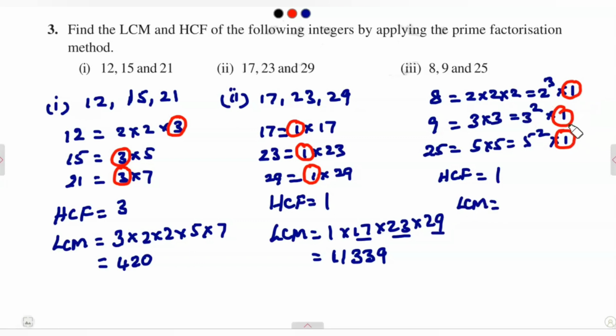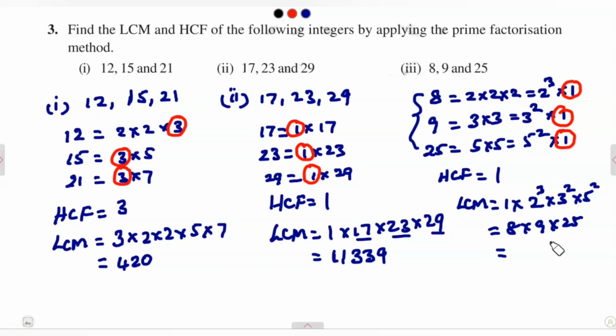Here also, other than 1, you don't find any numbers in common, right? So 1 into the remaining numbers: 2 cubed into 3 squared into 5 squared, which is nothing but 8 into 9 into 25, the same as the product of the numbers itself. If they don't have any number in common, LCM will be the product of the numbers. 8 into 9 is 72, and 72 into 25 gives you 1800. So this is the LCM of these three numbers. Let's go to question number 4 now.